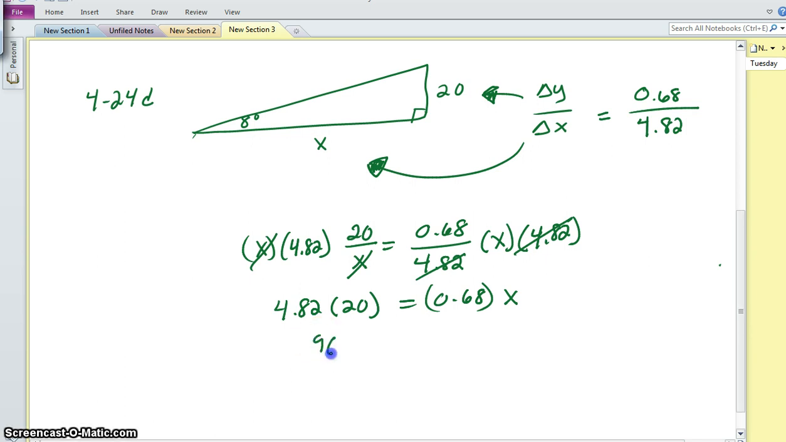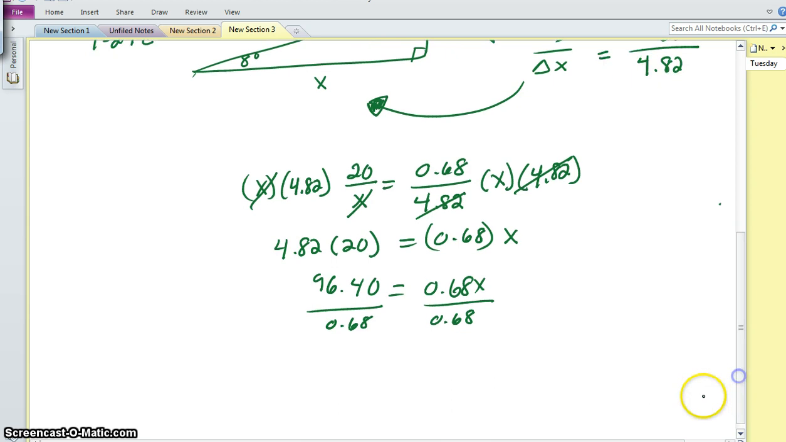You're pushing the buttons on your calculator. Please don't sit without a calculator. Please find a calculator and push the buttons. X is approximately 141 and 76 hundredths.